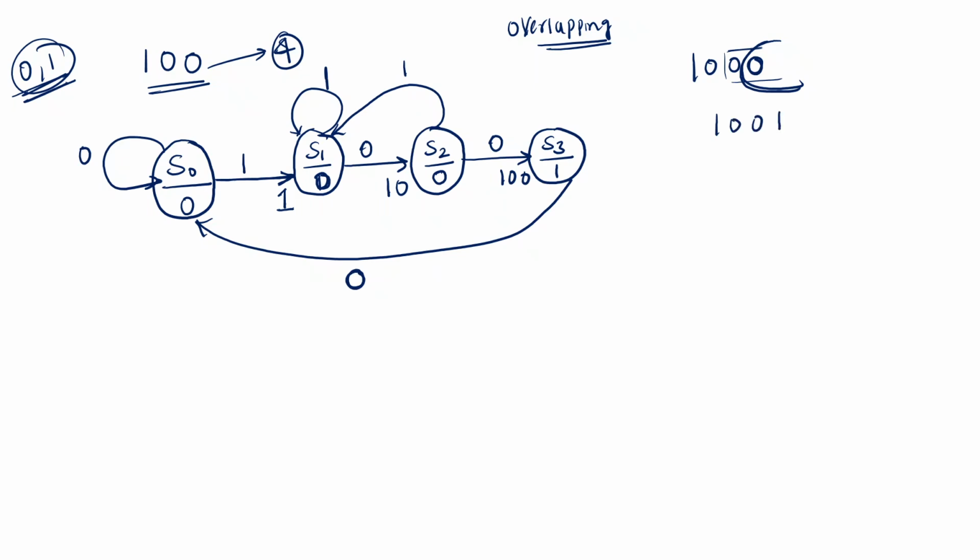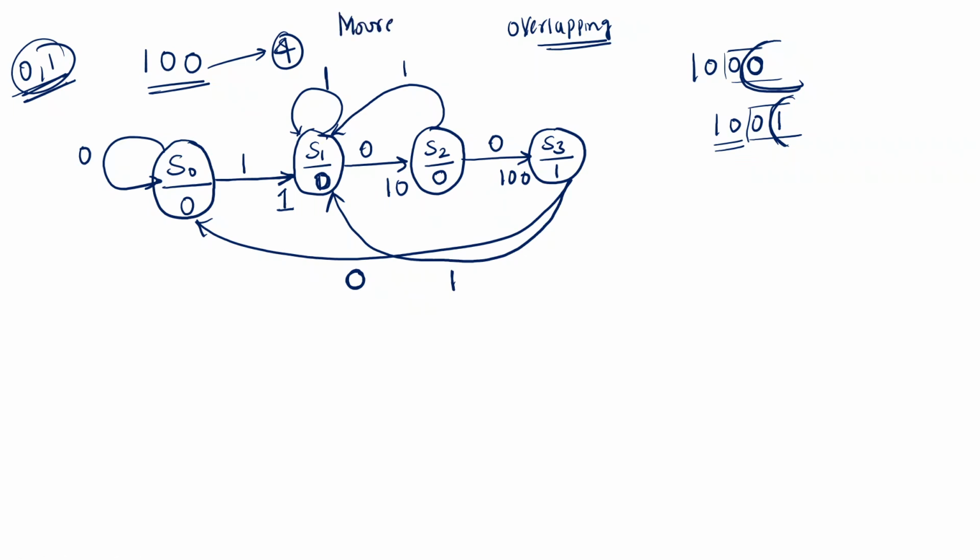After 1 0 0, if I get 1, I'm checking for 2 bits, not matching. The last bit, 1 bit, I will match. Where will it go? S1. S1 means this is 1. So this is the overlapping Moore machine.